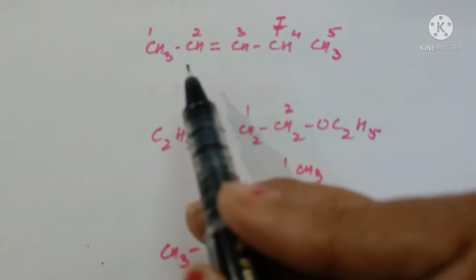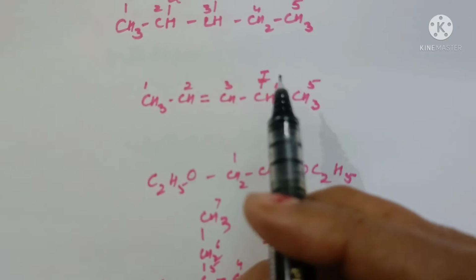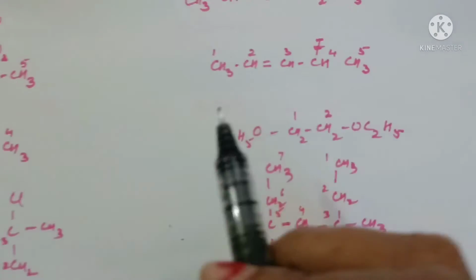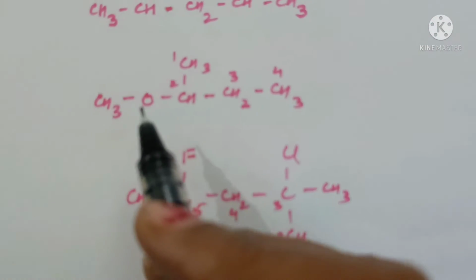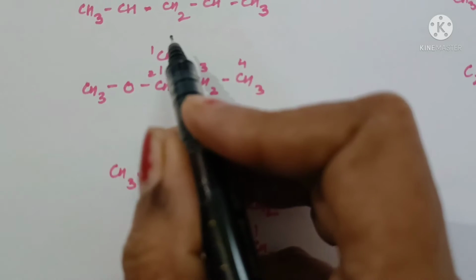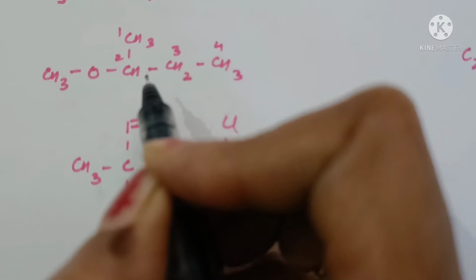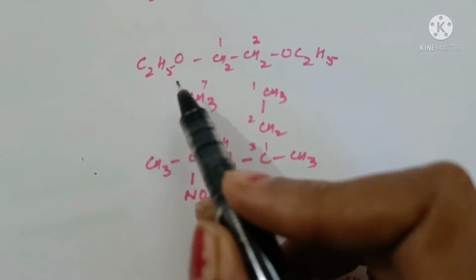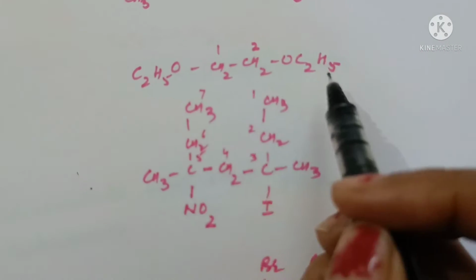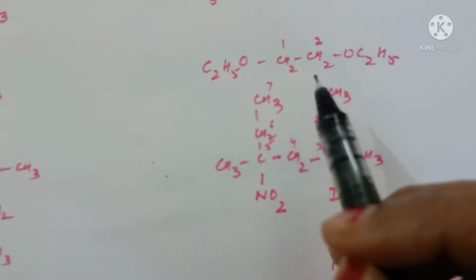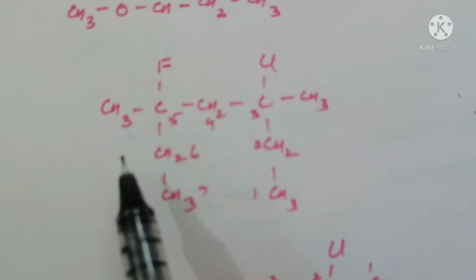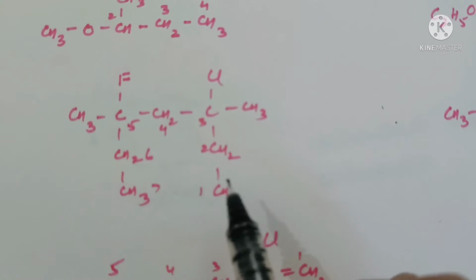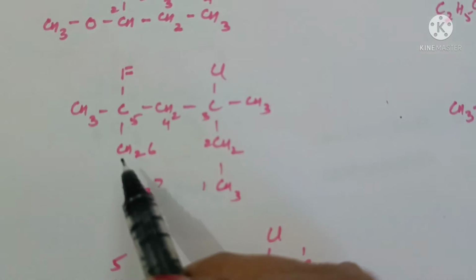This compound is 4-iodo-pent-2-ene. This is a methoxy group and this is a chain of 4 carbon atoms. So 2-methoxy-butane. This will be 1,2-diethoxy-ethane.